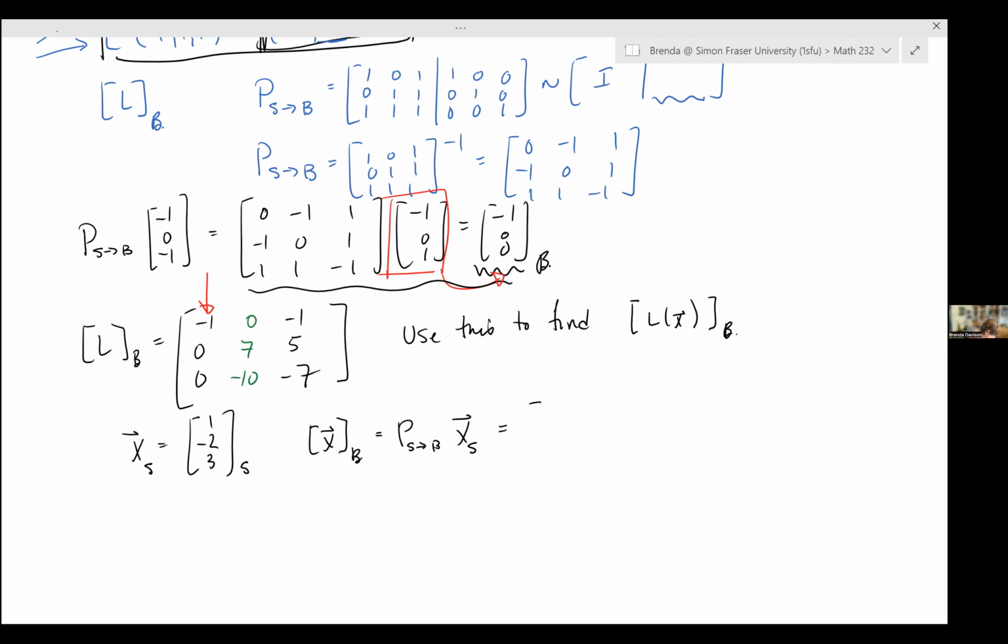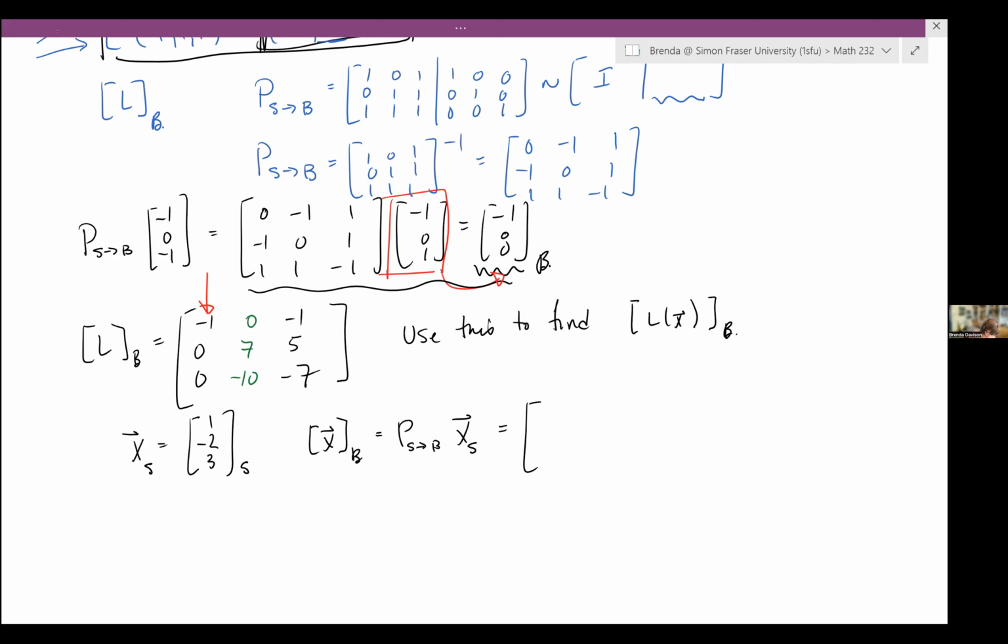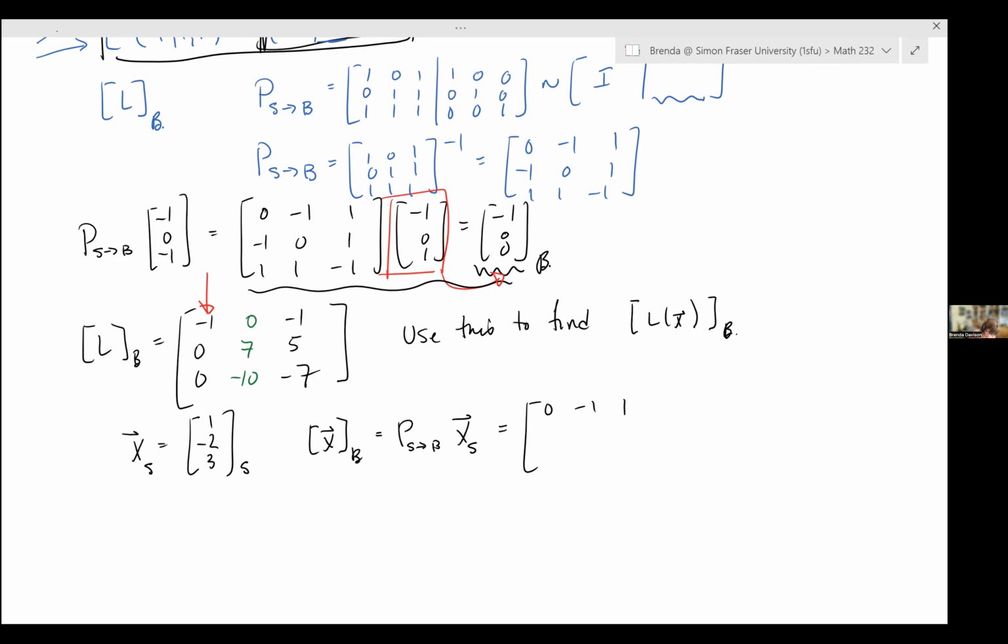We have that same matrix to do that with. That is 0, minus 1, 1, minus 1, 0, 1, 1, 1, minus 1. I'm going to multiply that by 1, minus 2, 3. And what do I get when I do that? 5, 2, minus 4. Let's see, 1 minus 2 minus 3. Yep, minus 4.